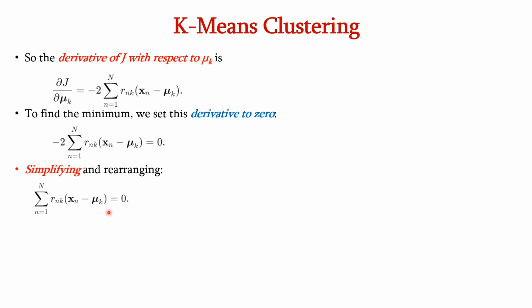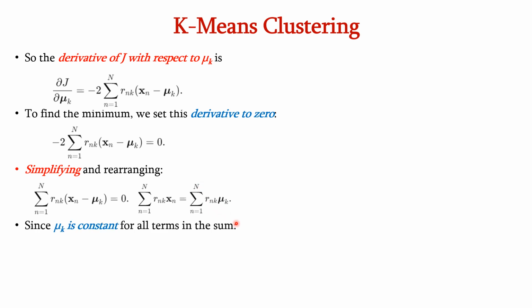Further, we can multiply these terms and express it as summation of n equal to 1 to N, Rnk into xn. We can take this Rnk into mu k to the right side, so it becomes equal to summation of n equal to 1 to N, Rnk into mu k. Since mu k is constant for all the terms in this sum, we can take this mu k before the summation. So let us write this term on the left side: mu k into summation of n equal to 1 to N, Rnk is equal to summation of n equal to 1 to N, Rnk into xn.